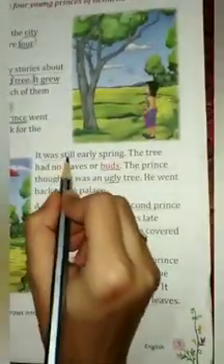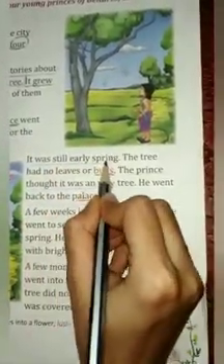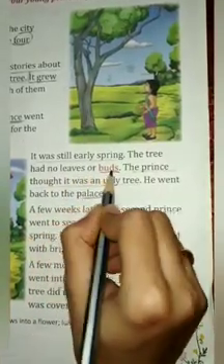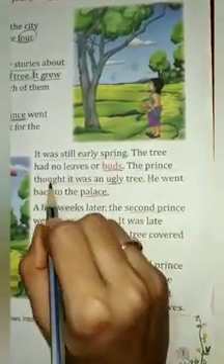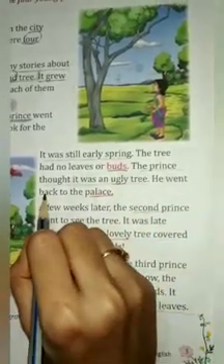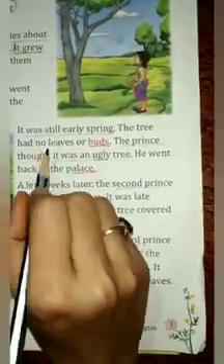It was still early spring. The tree had no leaves or buds. The prince thought it was an ugly tree. He went back to the palace.